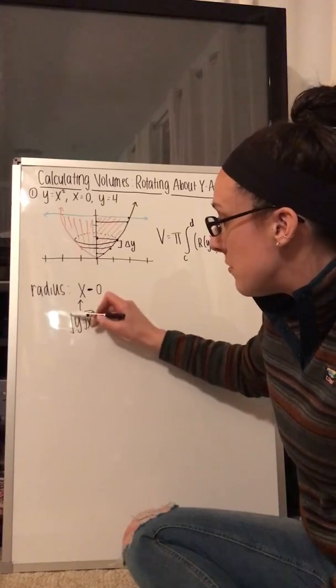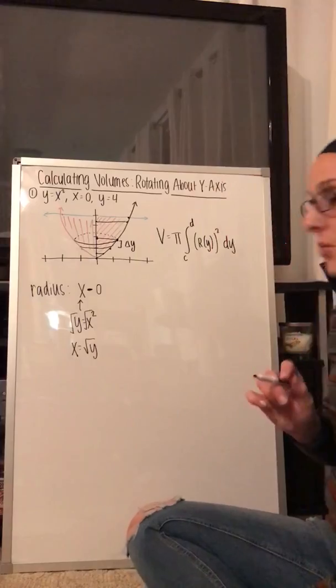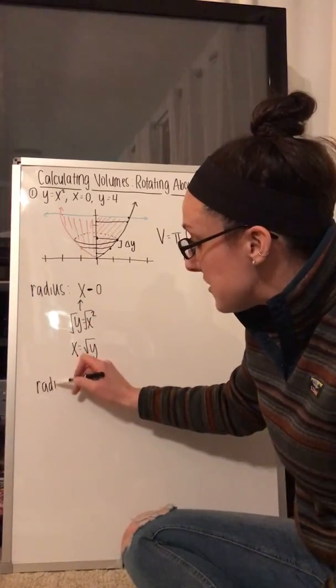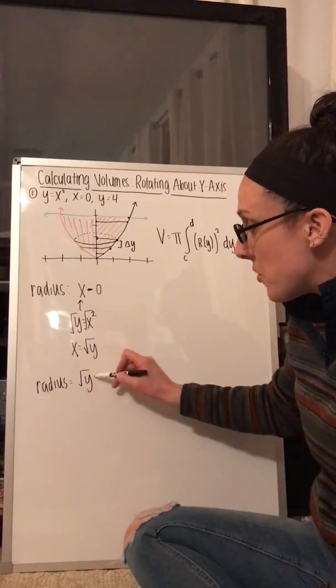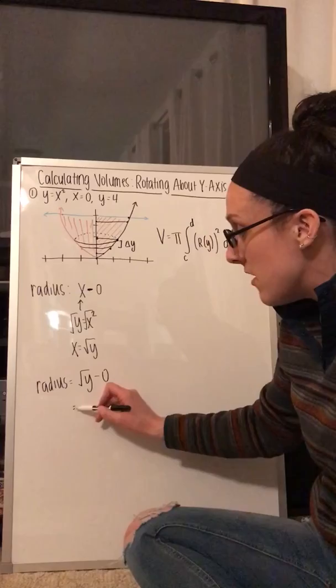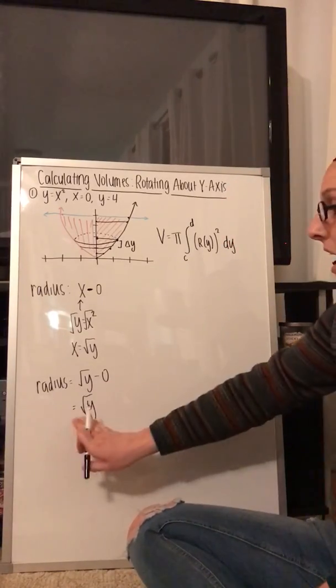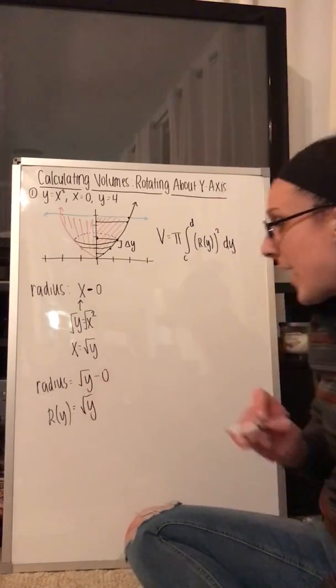So let's take the square root of both sides. This is going to tell me that x is going to be equal to the square root of y. So that means that the radius, if the radius is the x value minus 0, well, the x value here is really the square root of y minus 0. So the radius in terms of y is actually the square root of y. And this is what I mean in terms of r of y.